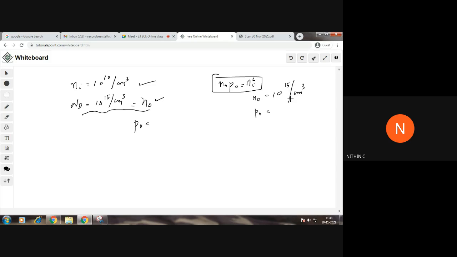രണ്ടും 10 raised to അല്ലേ? So what will be the value? Ni square means 10 raised to 20. Yeah, 10 raised to 5 is the answer. Ni square means 10 raised to 10 square, that is 10 raised to 20, divided by N0, which is 10 raised to 15. 10 raised to 20 by 10 raised to 15 is 10 raised to 5. So you got the value of P0 as 10 raised to 5 per centimeter cube. Okay, you got the value of N0 and P0.